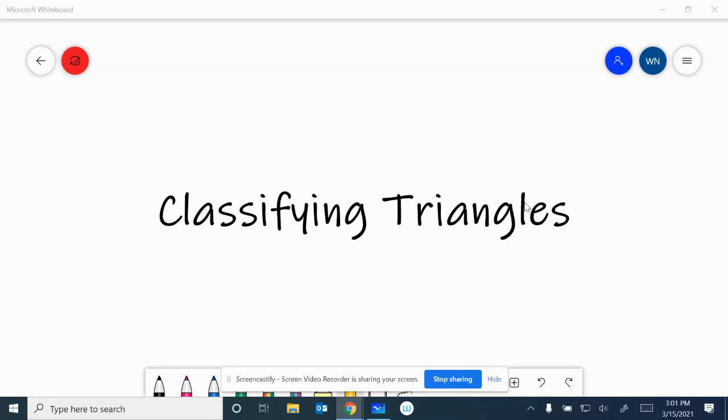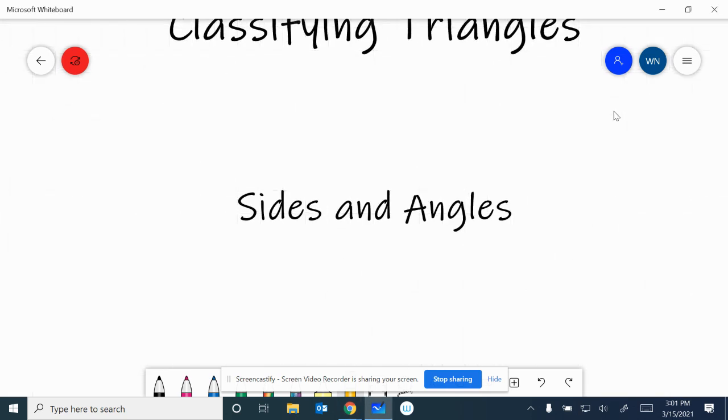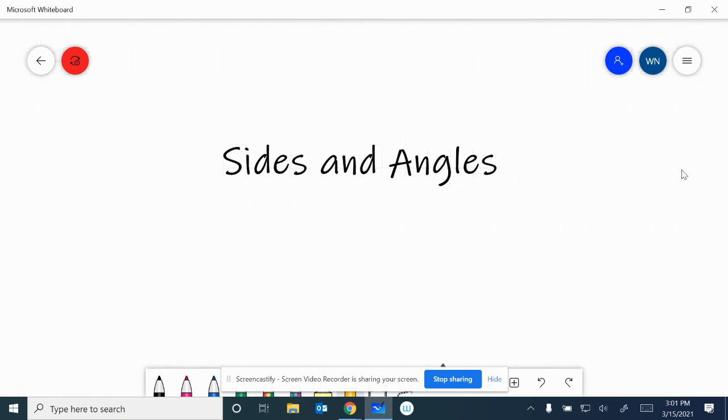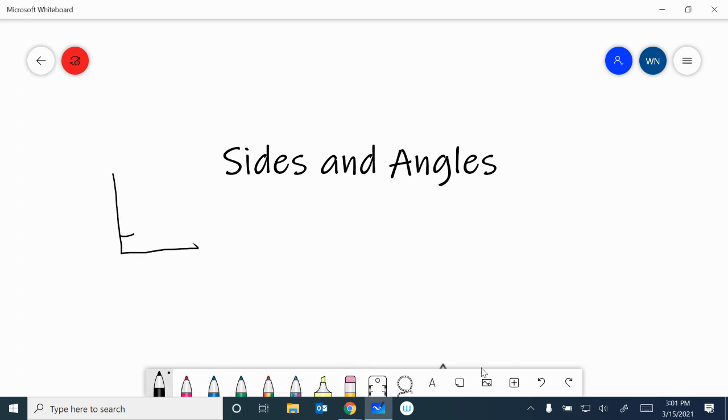Today we're going to be discussing how we're going to classify triangles. When we're classifying triangles, we can classify them according to two different ways, and those are the sides and the angles of the triangle. So let's go ahead and review our angles. If we draw an angle that is a perfect 90 degrees with our little symbol there, then we know that is a right angle.